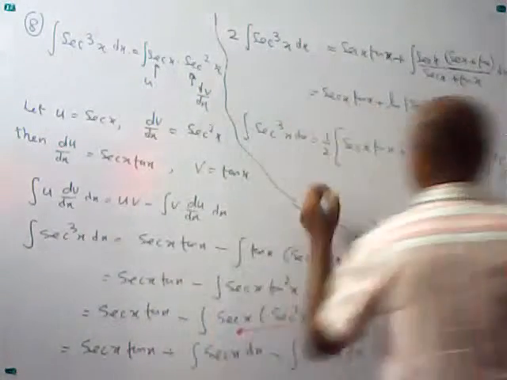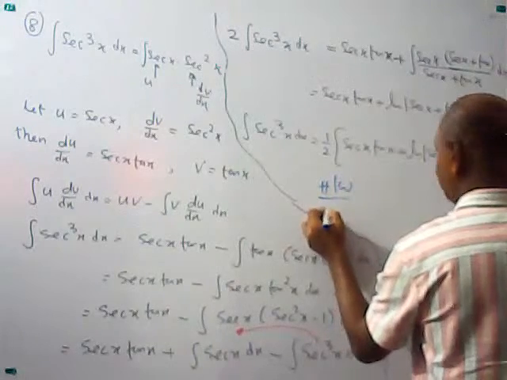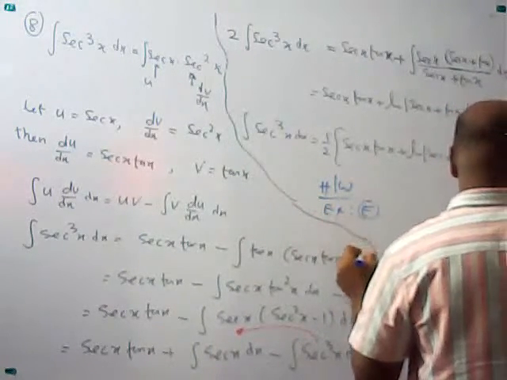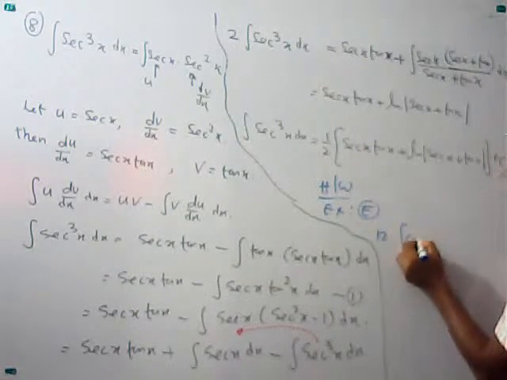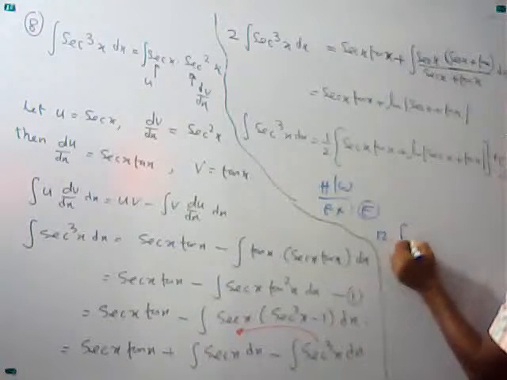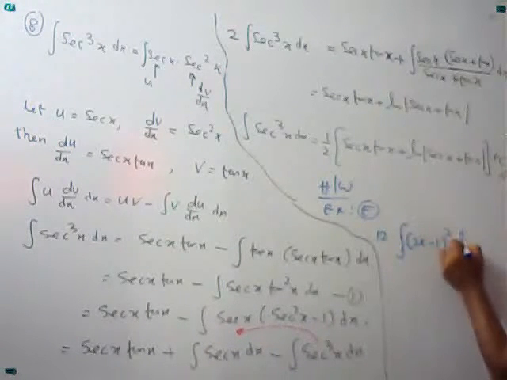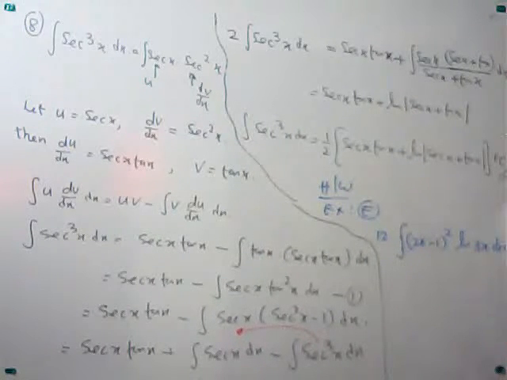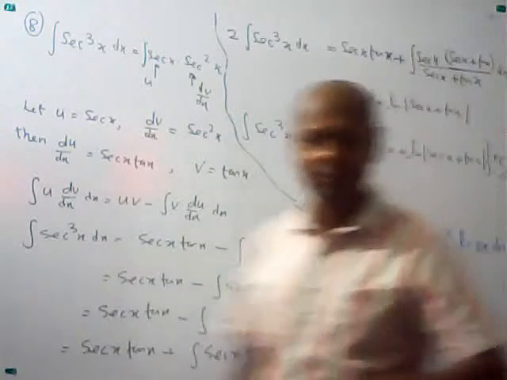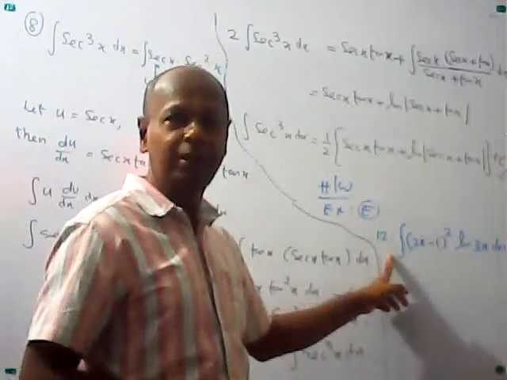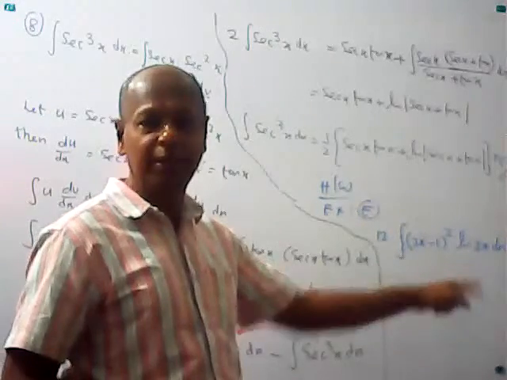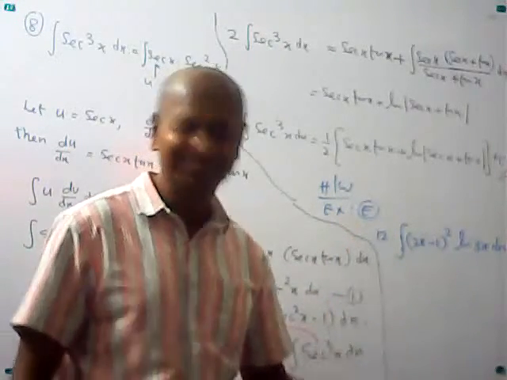Homework for today: you have to do exercise E. There are 11 parts in exercise E. Add this to that as number 12: 2x minus 1 squared ln 3x. That's for the Christmas. Right.